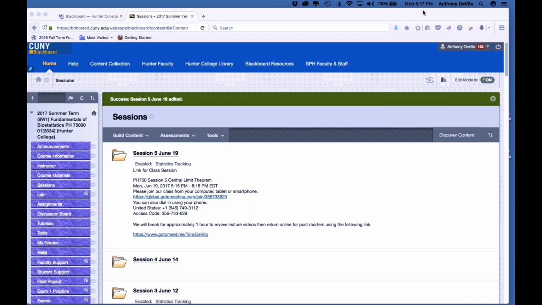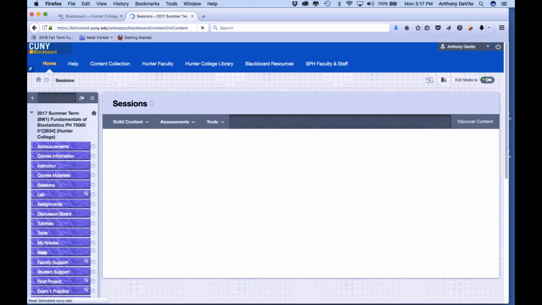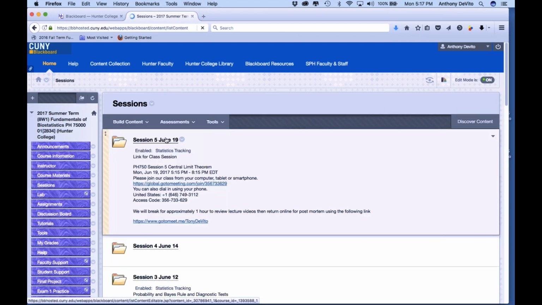Well, let me give you an idea of what we're going to be doing tonight. I'm on Blackboard, in the sessions section, of course. I'll just reload that, and I'm looking at session 5. We're going to start out with a little exercise we're going to do together. It's going to demonstrate functionally what the central limit theorem is.